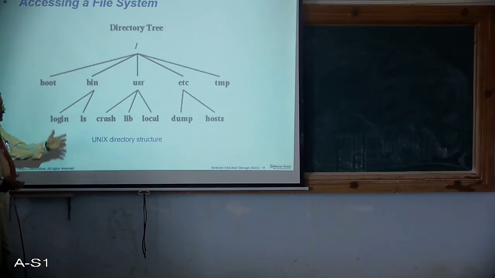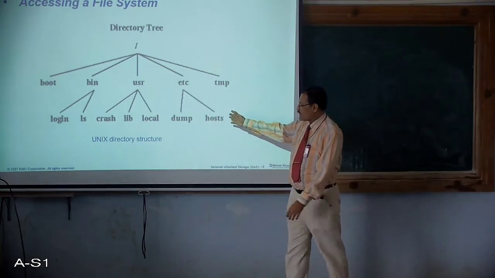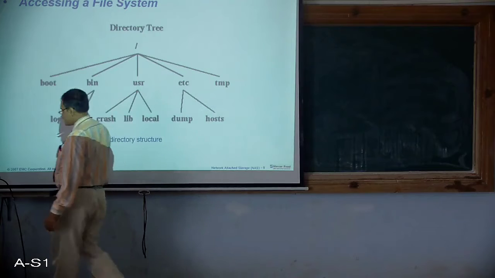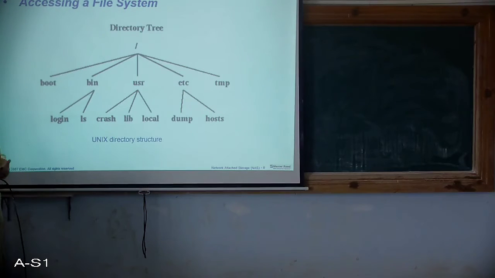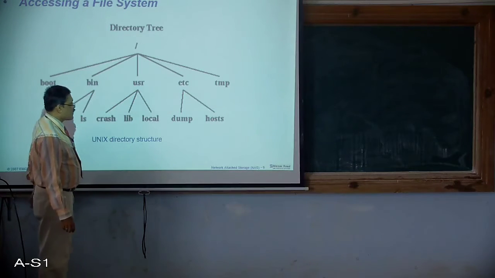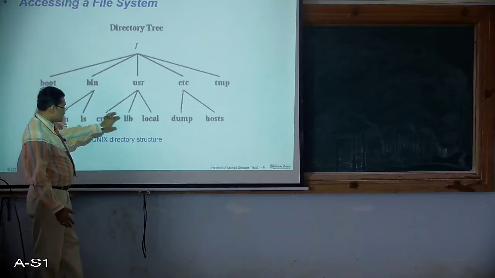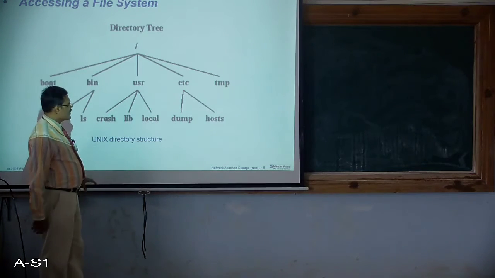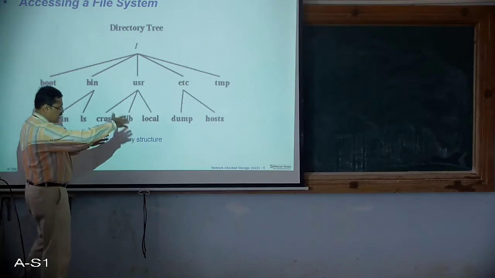In this slide I have shown a Unix directory structure. As I made the point, leaf nodes represent the files, and the intermediate roots represent the directories. In this particular structure, we can treat these as the files, and these are the directories. So this is how the structure can be built.